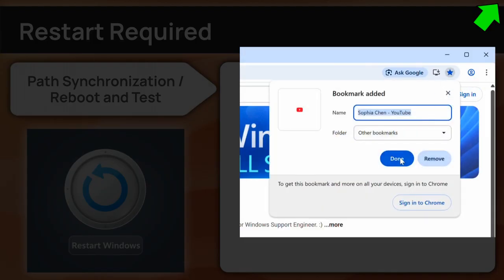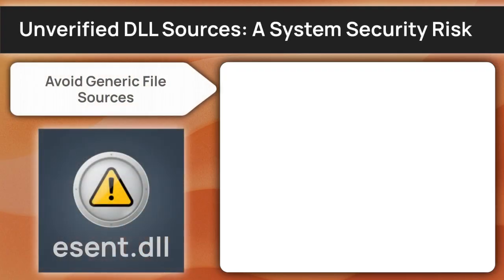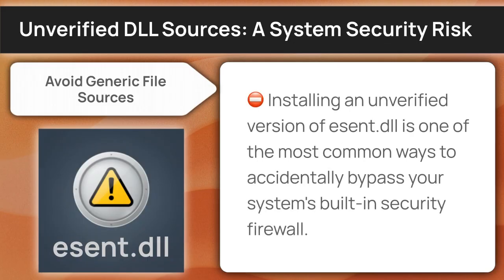Before concluding, I want to address a critical security consideration for maintaining your system's integrity. The risk of a blue screen of death increases significantly when you attempt to manually swap out files like the Esent library DLL in your System.dll folder.